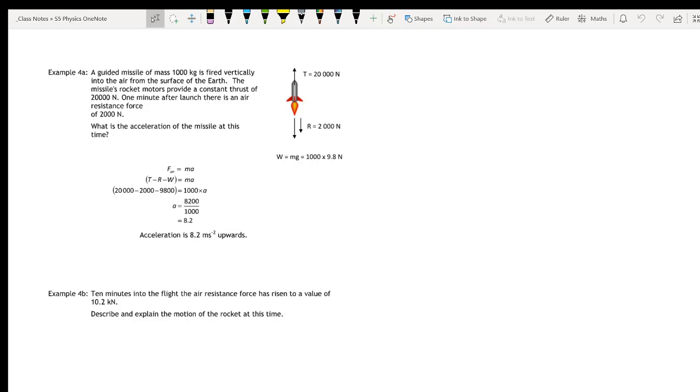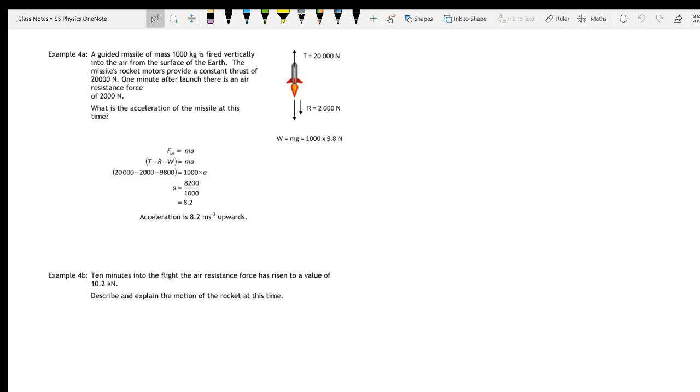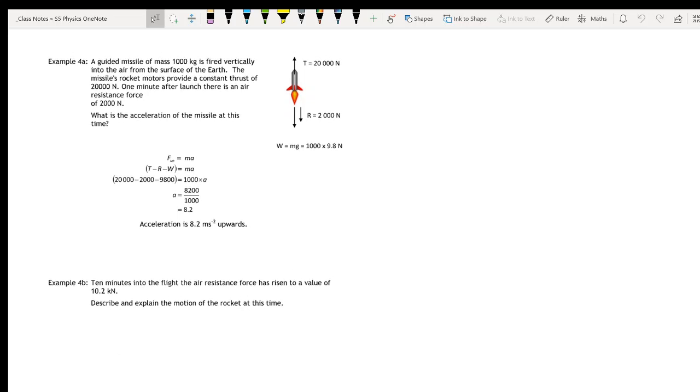So in this case, for example, we've got weight and we've also got resistance, or air resistance, in play as well. Okay, so it wants to know what the acceleration of the missile is at this time. So the best thing to do, and it's already in there for you, is draw yourself a diagram. So in this case, we've got a diagram of a rocket, and we've got 20,000 newtons up the way, which is the thrust force of the engine. We've also got a resistive force of 2,000 newtons, and we've also got the weight of the rocket downwards, which is mass times gravitational field strength, so 1,000 times 9.8.